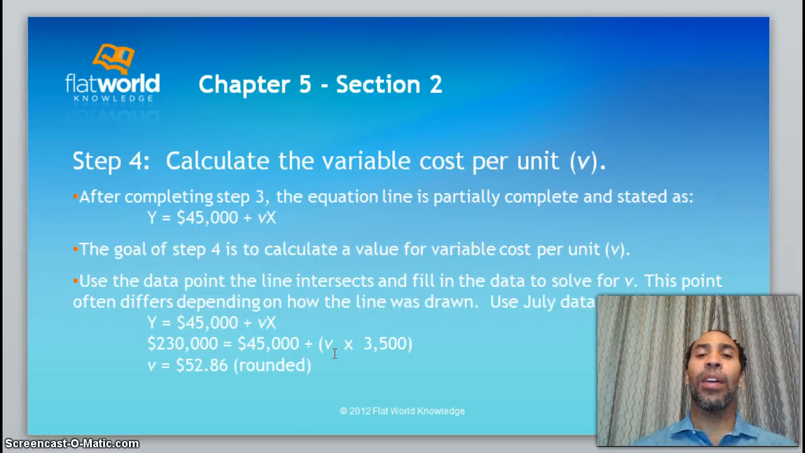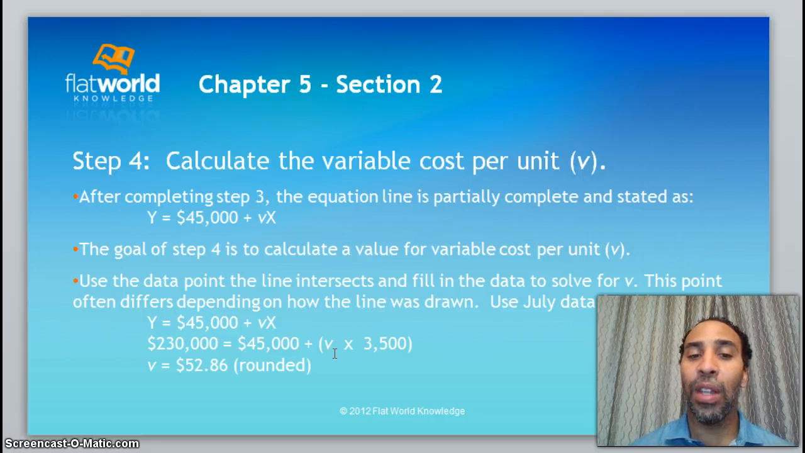So step four, calculate the variable cost per unit, which is lowercase v. After completing step three, the equation line is partially complete and stated as y equals 45,000 plus vx. Well, why 45,000? Because we've already solved for that, but we haven't solved for v or for x, which is going to be our actual activity. So the goal of step four is to calculate the value for the variable cost per unit. So use the data points the line intersects and fill in the data to solve for v.